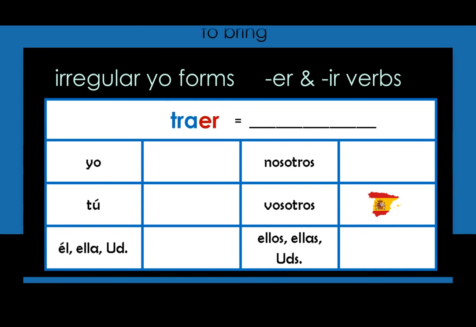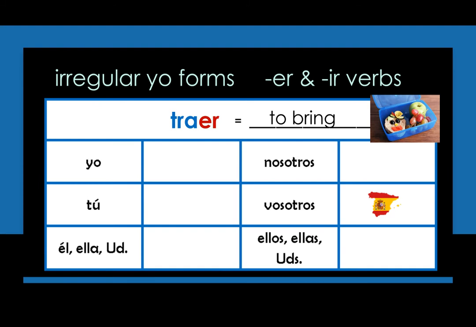Traer. Traer means to bring. You bring your lunch from home, if you're lucky enough to have your mom make you a Day of the Dead skull sandwich. Traer. Let's conjugate it. Traigo, traes, trae, traemos, traen.